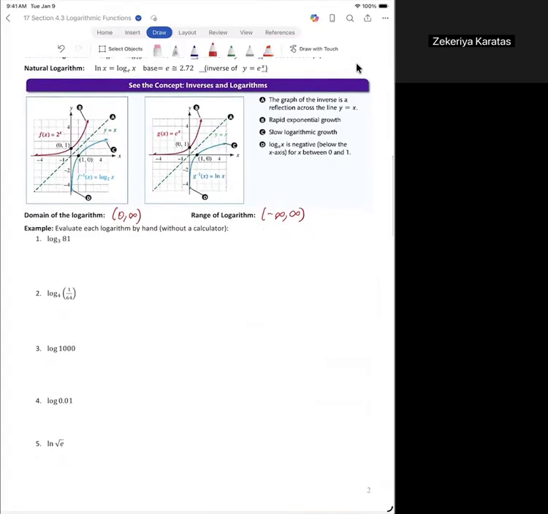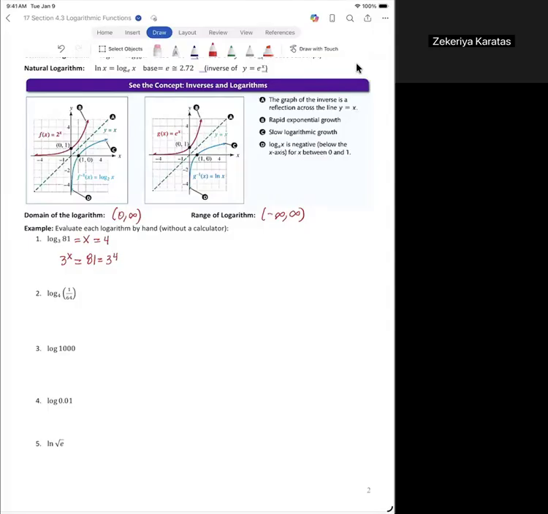Without using a calculator, it's not really hard to do these. I told you this on the previous page. This really computes the power of 3 that gives you 81. So, in an easy way, you can set this equal to x and convert it into exponential form. 3 to the x equals 81, but 81 is simply 3 to the 4, so that means x needs to be 4.